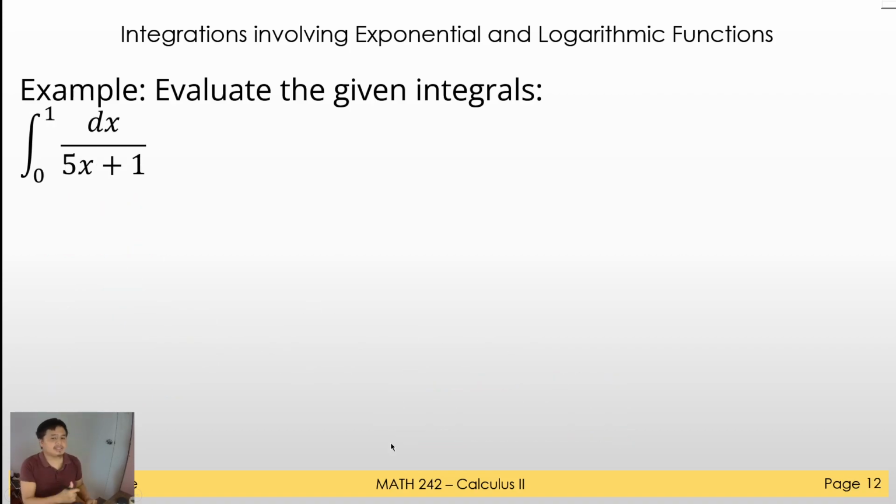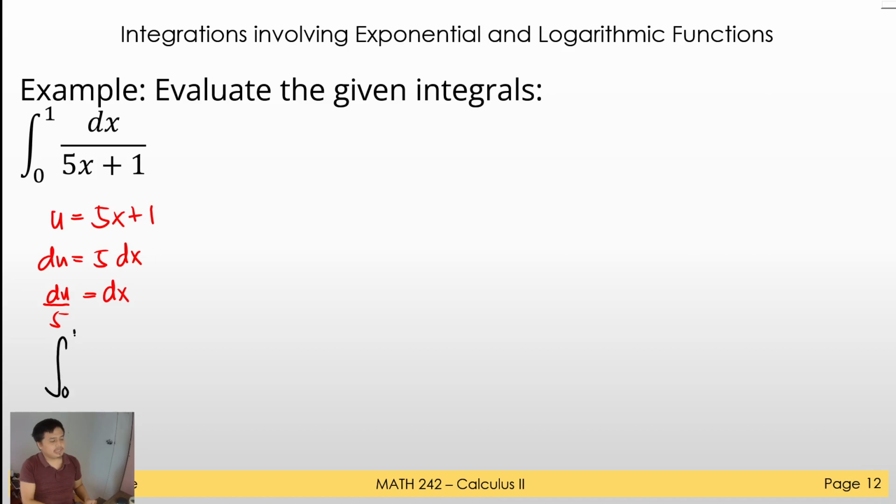Next example, we have this integral. So we do not have again a direct integration of this. And take note that this is a definite integral. So what should we do here? Okay, so actually we can let this as u. And then let's see. If u is equal to 5x plus 1, so du is equal to 5 dx. Therefore dx is equal to du over 5.